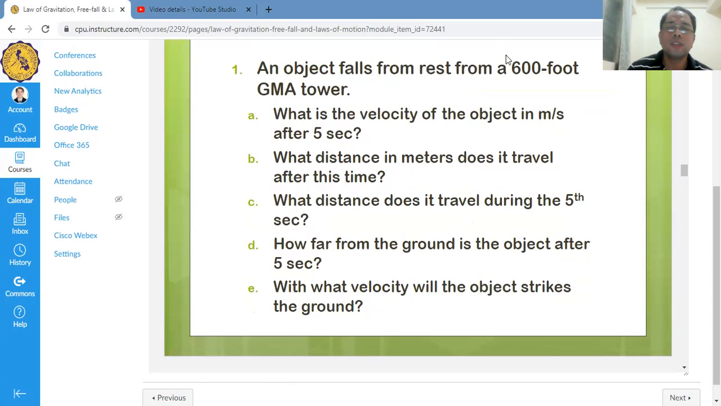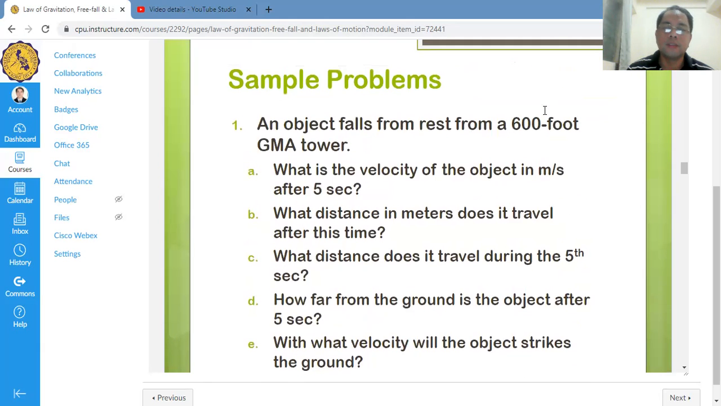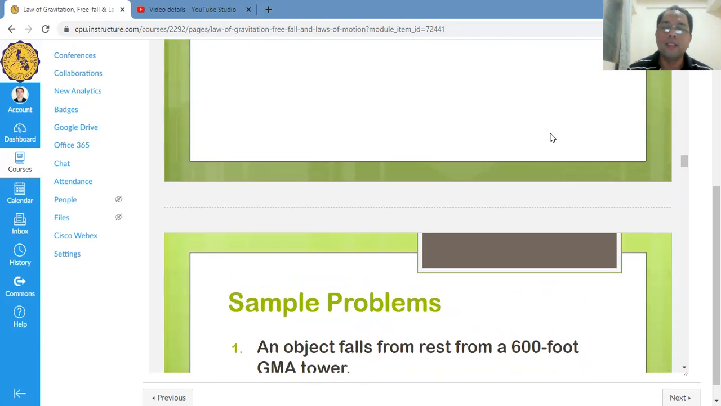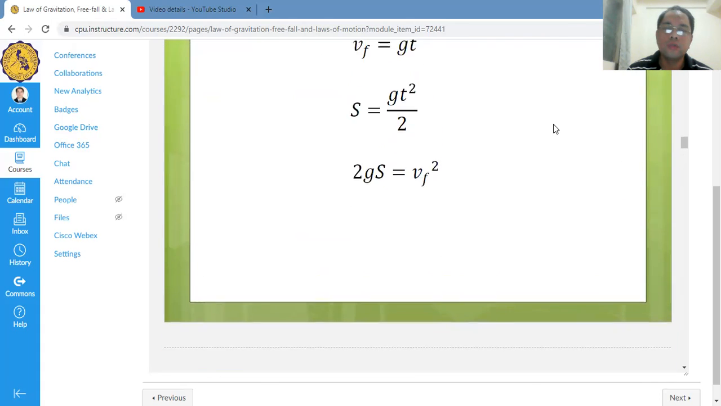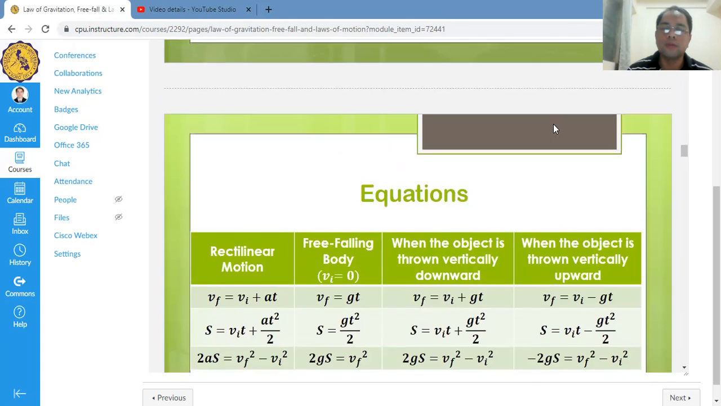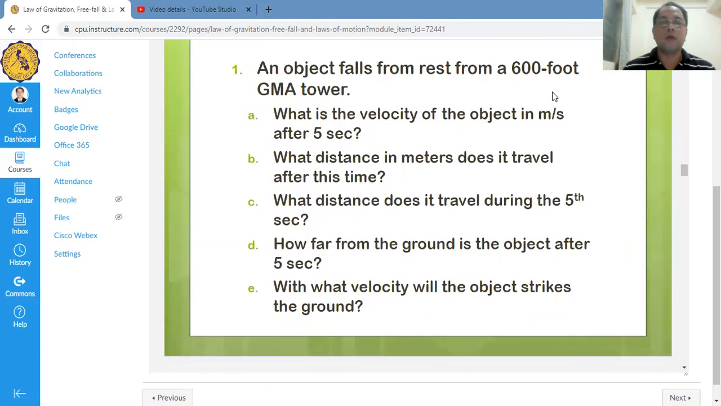So it's a 600-foot tower, and that's the only given here. We'll notice that in order for us to solve, we actually have to identify three known values, but in this case we simply have one value, which is the 600-foot tower. So again, this is probably considered a free-falling body, so maybe we can use this equation. We'll try going into this one.